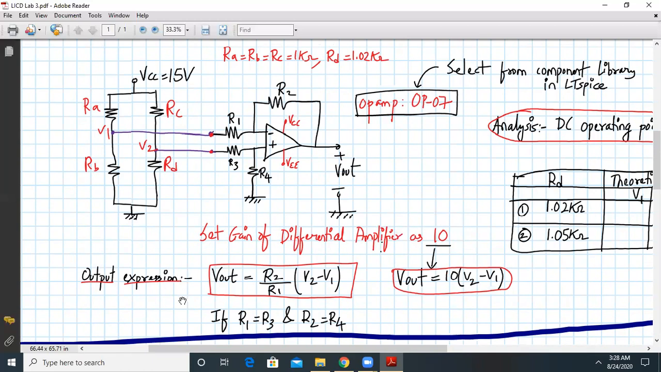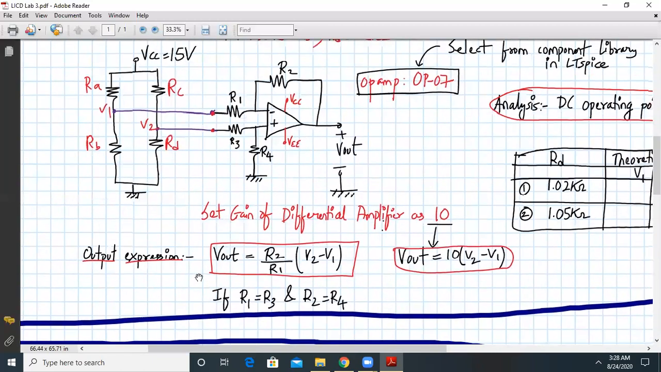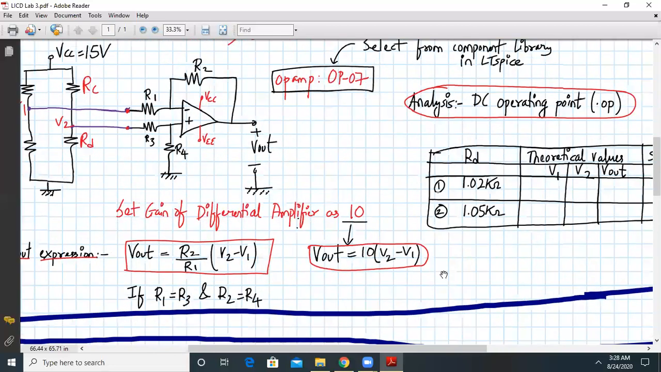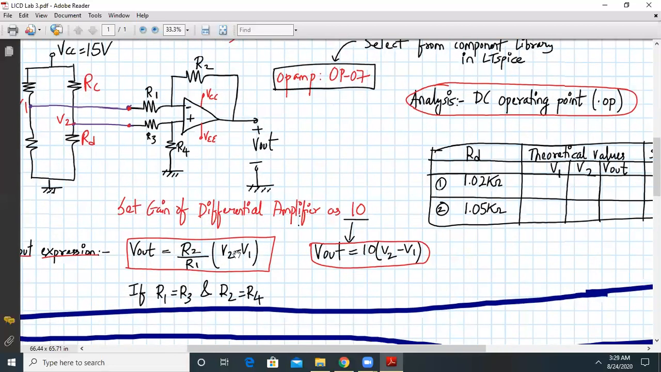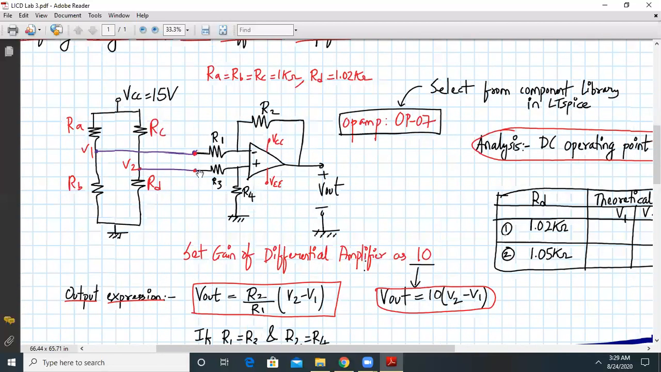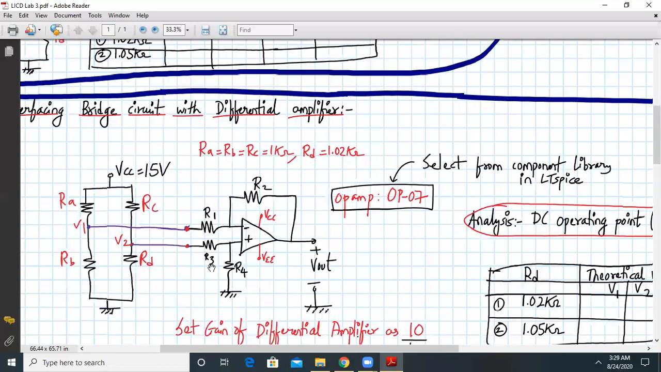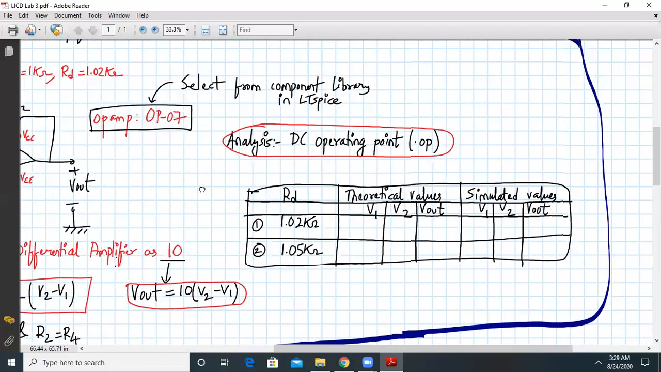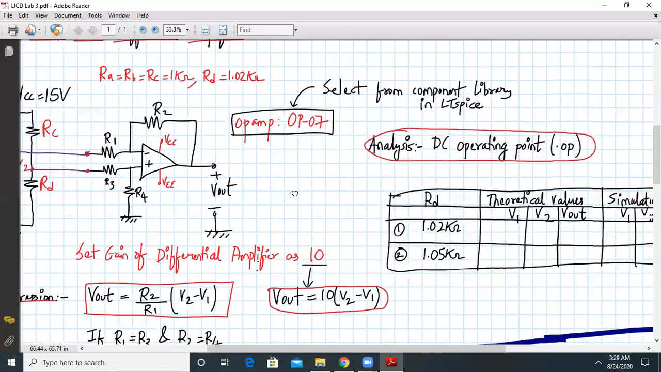We know that the output expression for a differential amplifier is given by the formula Vout is equal to R2 upon R1 times (V2 minus V1), if R1 is equal to R3 and R2 is equal to R4. So we have to make this ratio R2 upon R1 equal to 10. Once we do that, we can simulate the circuit interfacing with this bridge circuit and note down these values for two different values of RD.